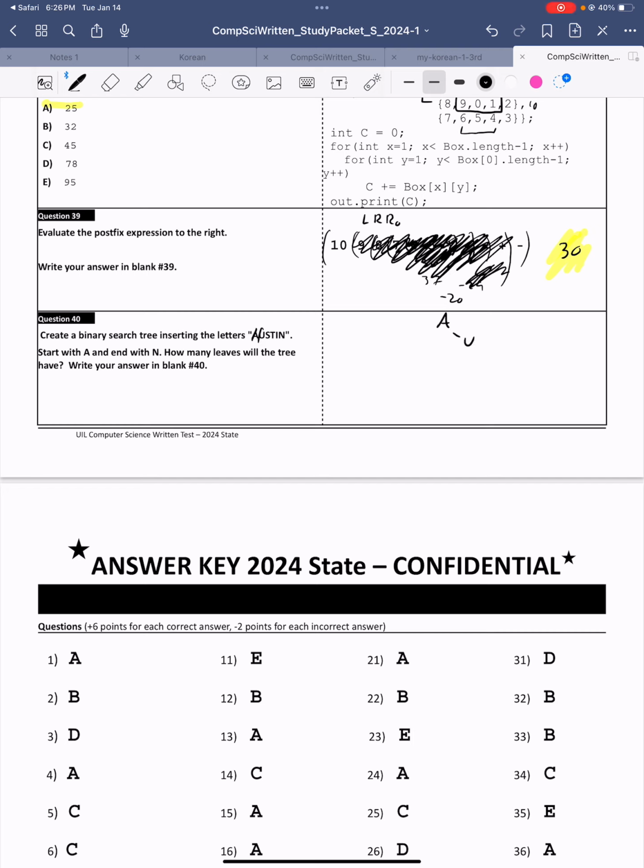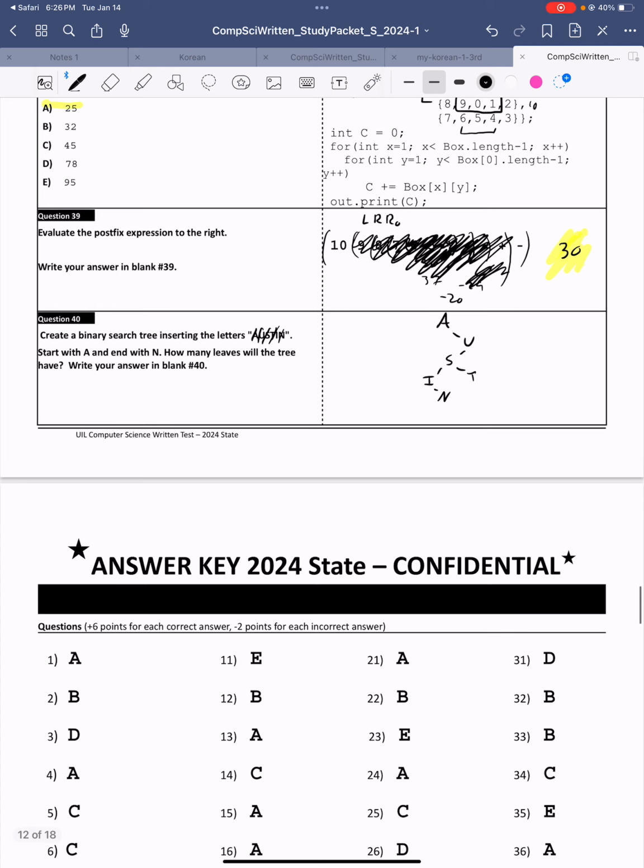Is S greater than U? Q, R, S, T, U. So S is less than U. So it's going to go to the left. T: Q, R, S, T. So T is less than U. And then T is greater than S. So it's going to go to the right. I is less than U and S. So I goes to the left of S. And then N. N is less than S, but greater than I. So this is how your tree should look.